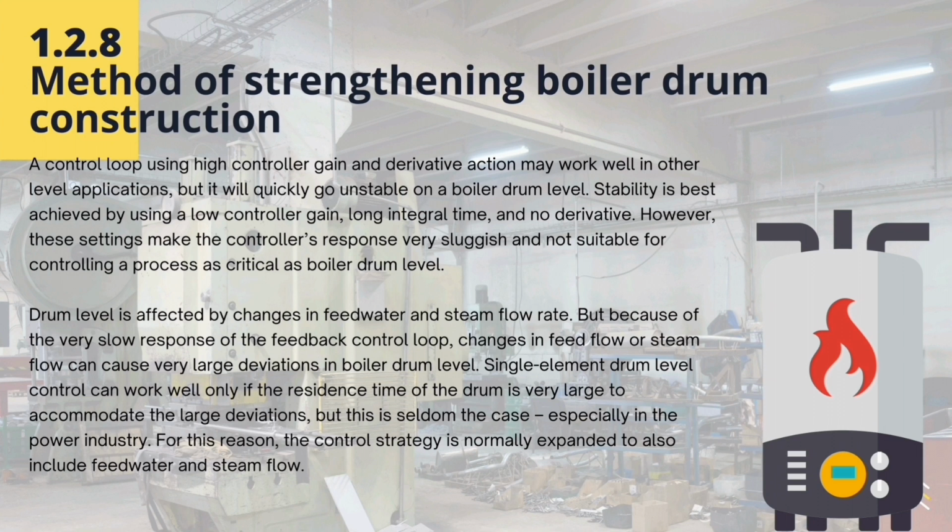drum level. Drum level is affected by changes in feed water and steam flow rate, but because of the very slow response of the feedback control loop, changes in feed flow or steam flow can cause very large deviations in boiler drum level. Single element drum level control can work well only if the residence time of the drum is very large to accommodate the large deviations, but this is seldom the case, especially in the power industry. For this reason, the control strategy is normally expanded to also include feed water and steam flow.